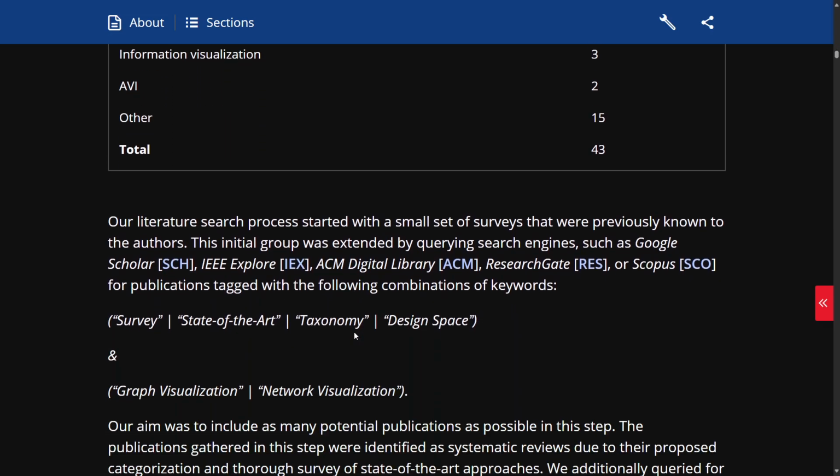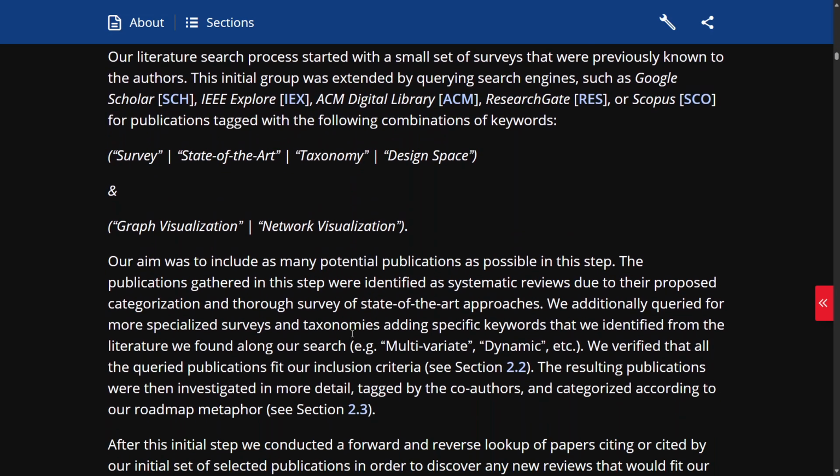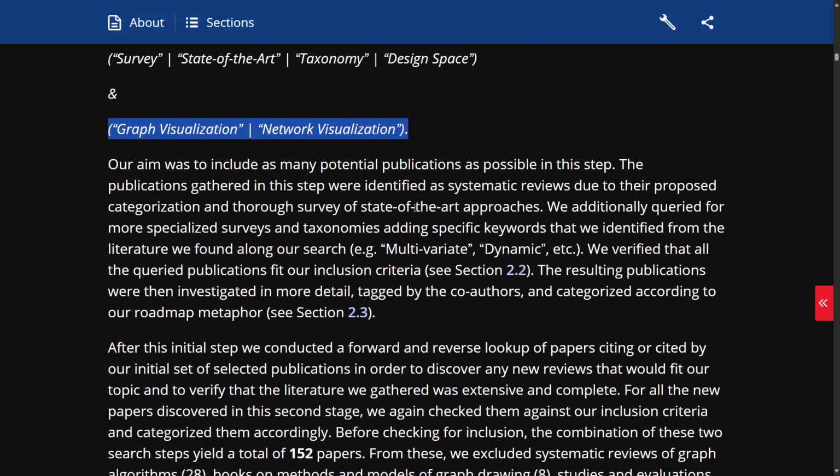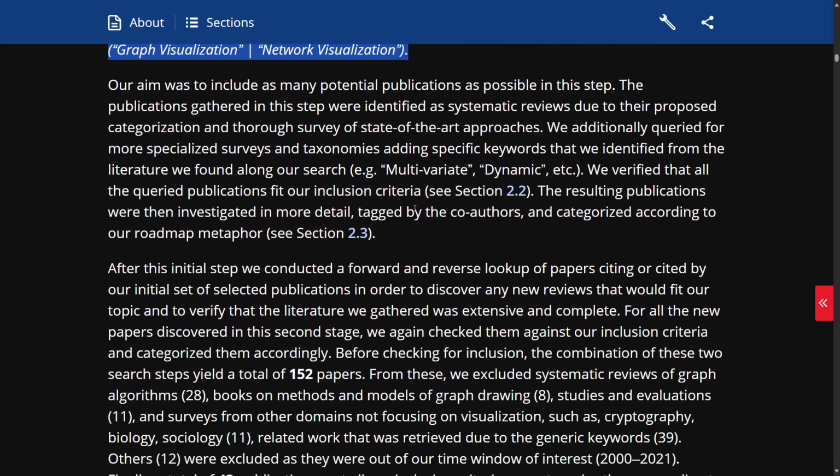Our literature search process started with a small set of surveys that were previously known to the authors. This initial group was extended by querying search engines, such as Google Scholar, IEEE Xplore, ACM Digital Library, ResearchGate, or Scopus, for publications tagged with the following combinations of keywords: survey, state-of-the-art, taxonomy, design space, and graph visualization, network visualization. Our aim was to include as many potential publications as possible in this step.